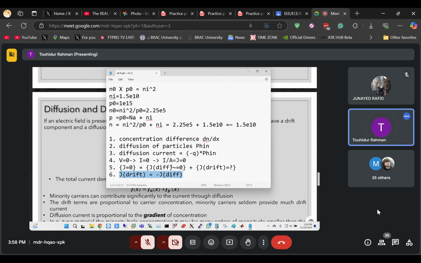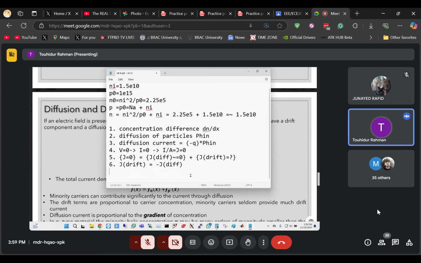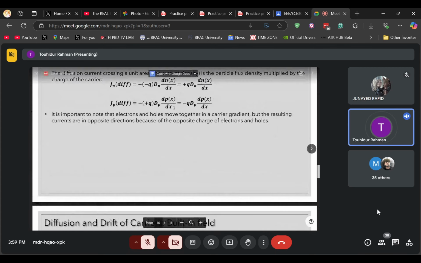Now what does it say? If there is a concentration difference and there is no voltage, then the drift current will be equal and opposite to the diffusion current. We established that fact. Now the question is, what is drift current? What is the equation of drift current? We have already derived the equation of diffusion current. What is the equation of drift current?